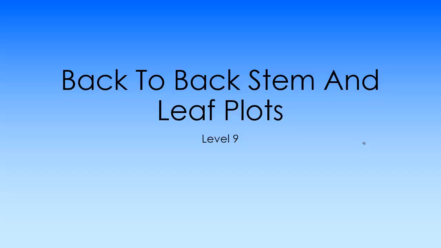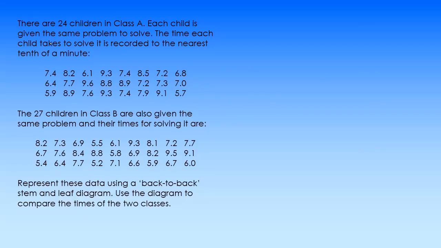Back-to-back stem and leaf plots. There are 24 children in Class A. Each child is given the same problem to solve. The time each child takes to solve it is recorded to the nearest tenth of a minute. The 27 children in Class B are also given the same problem, and their times for solving it are as shown here.